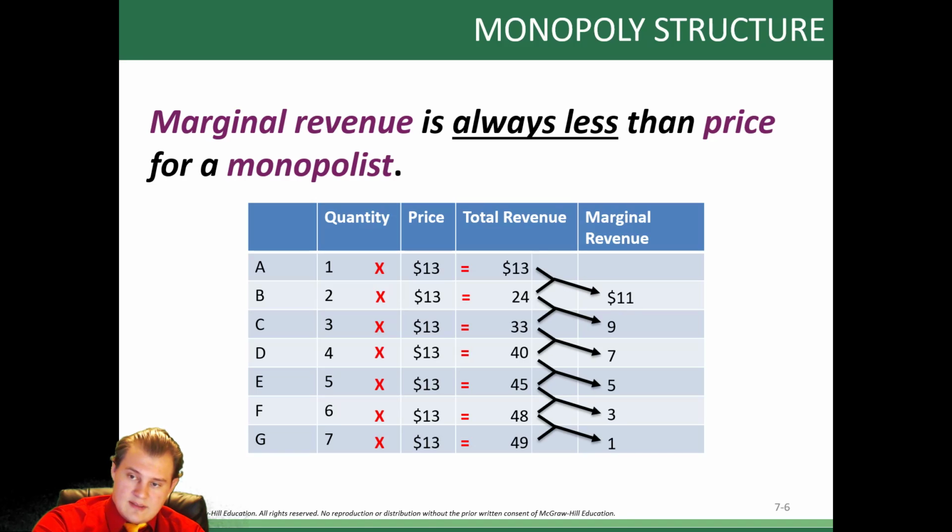Let's take a look at this. We're showing marginal revenue. Price equals 13, 13, 13, 13. As we go from step to step, from A to B to C to D to E to F to G, what do you see happening with marginal revenue? It goes from 11, 9, 7, 5 to 3 to 1. The marginal revenue is always less than price for a monopolist. Always will be.